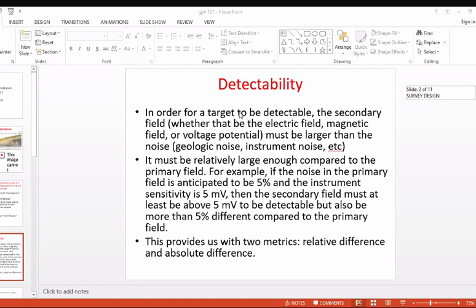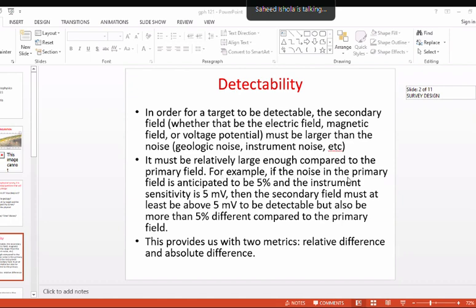So in order for a target to be detectable, from that diagram that I drew, the secondary feed, you know what the secondary feed is now, must be larger than the noise. The noise is geological noise or instrumental noise. It must be relatively large enough compared to the primary feed. You know what the primary feed represents as well. The signal that is coming from the transmitter that gets to the target is the primary feed. So the secondary feed must be large enough compared to the primary.